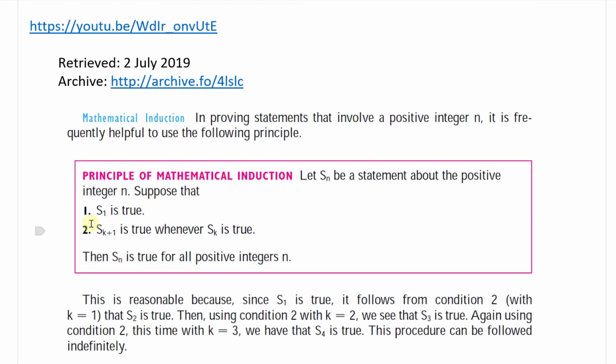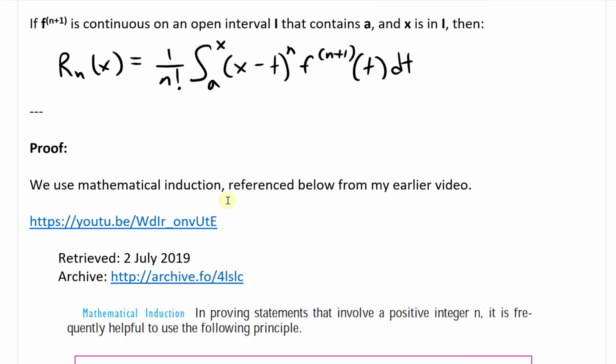So again, going back here, we have proved that S1 is true. Next, we're going to assume Sk is true, which in our case is n equals k, and then try to prove S sub k plus 1 is true. Assuming this, and once we've done that, we've proved it for all of them, because we can go from 1 plus 2 plus 3 plus 4, etc.